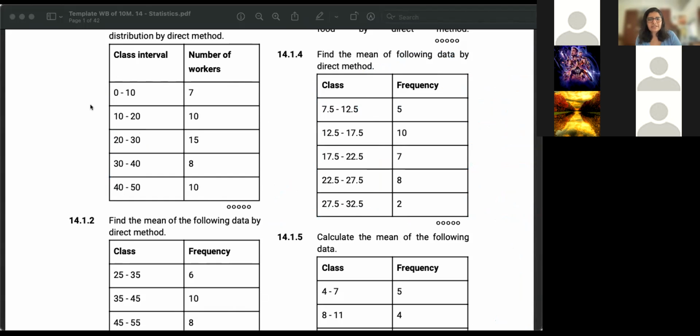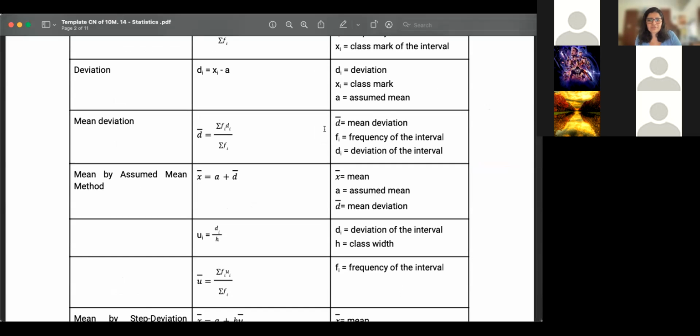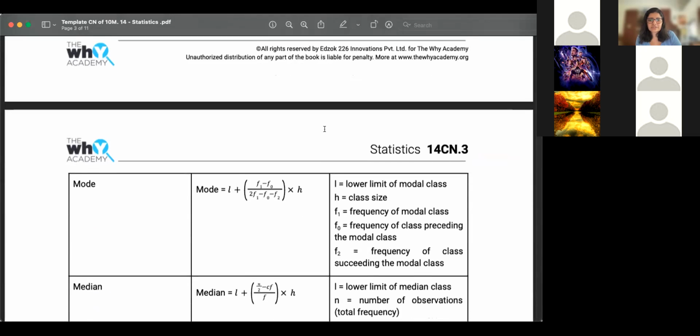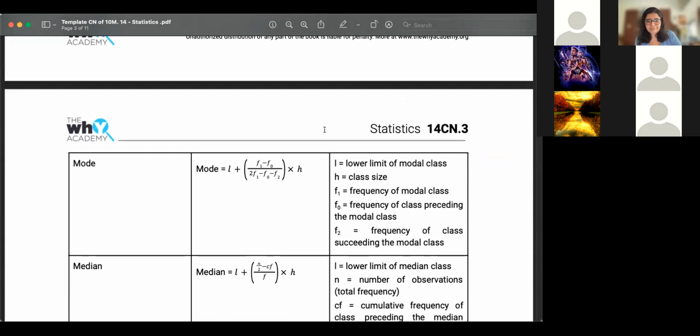So that's finding mean. We have 2 formulas for it: direct method, assumed mean method. Step deviation, you don't have it, so you can ignore it for now. Now coming to mode. Mode is pretty straightforward, there's only one formula, but it's kind of a slightly complicated formula. Okay. So this is the formula for mode.